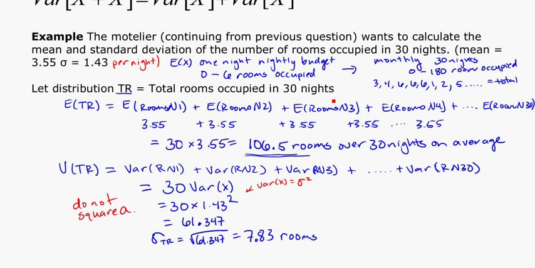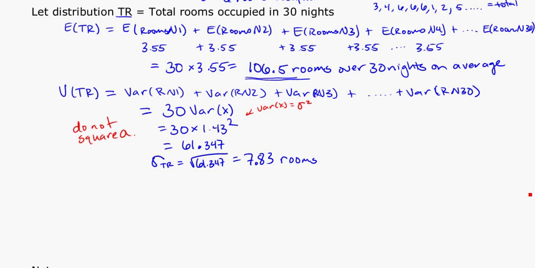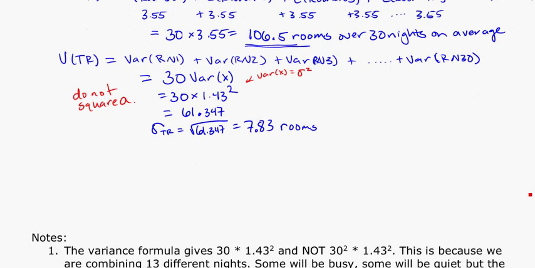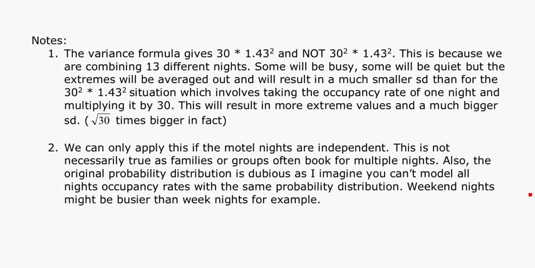Versus on one night, where you just have the variation of that one night, it could be one, it could be six, and there's no way for that to average out over time. So that is the difference on these ones. When you're not changing the units, when you're doing the same thing over and over again, counting it up 30 nights in a row or something, you don't square the variance, but everything else stays the same. And again, that's noted down here for you guys. So the variance formula here is 30, not squared.